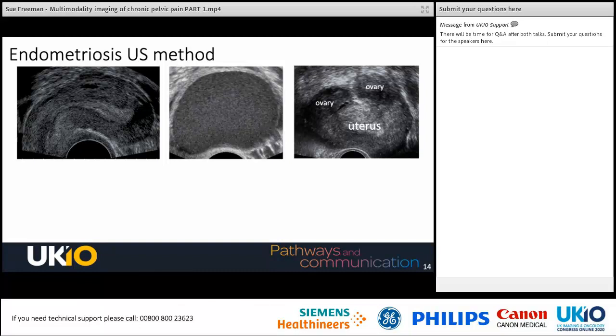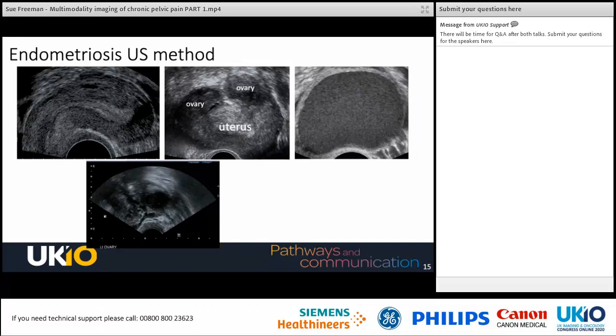Is there an endometrioma, like we can see here on the middle image? Is there hydrosalpinx or hematosalpinx? And look at the position of the ovaries. So here we can see the ovaries are touching one another within the pouch of Douglas behind the uterus. They're kissing ovaries. And are they mobile?